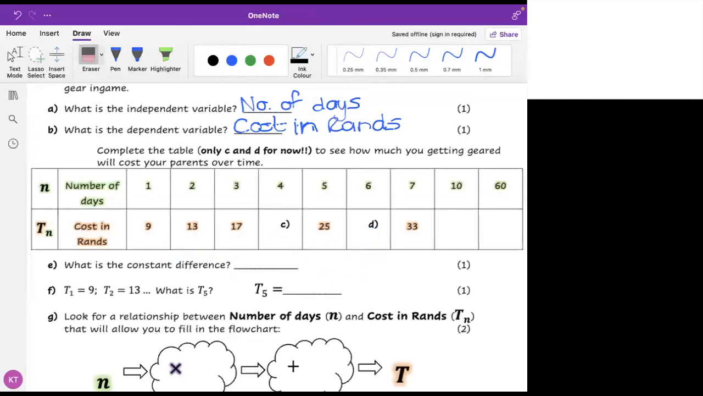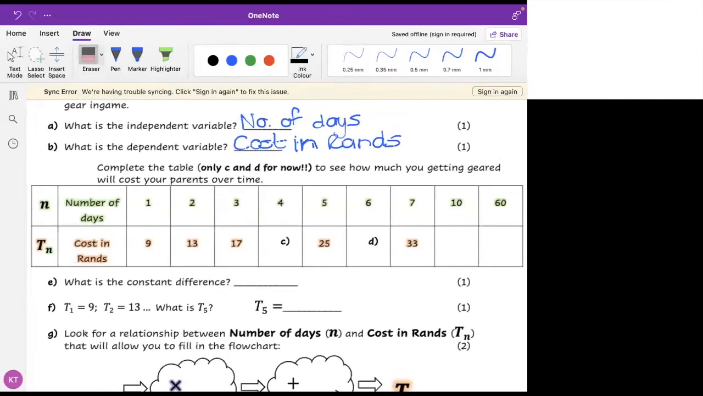What is the constant difference? You guys tell us in the chats. What's the constant difference? What's changing each time? I can give you a hint. I just worked it out for you. Good. Nice, guys. Well done. The constant difference, the thing that's changing each time, is plus 4. Well done. So the constant difference is 4.